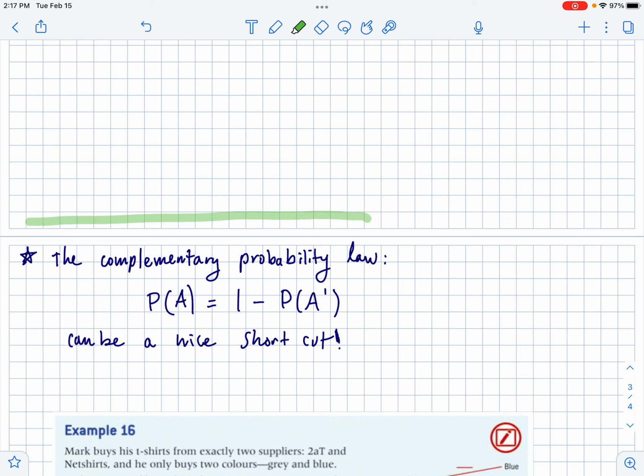And that's what I want to say right here. That the probability of A is 1 minus the probability of A not. Sometimes you can save yourself a lot of work just by finding all the situations where A is not happening and then subtract it out from 1.